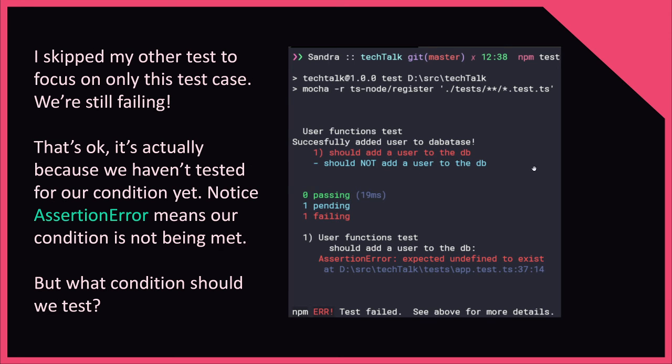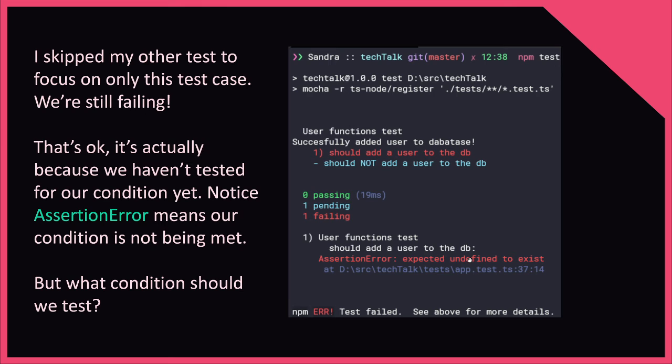So if I run this, it still fails. I skipped the other test I was writing because I wanted to only test one thing. And it says that I have an assertion error. So I'm expecting undefined to exist. It means that I don't have an output. Maybe originally, the way that I wrote my code, I didn't actually return anything.